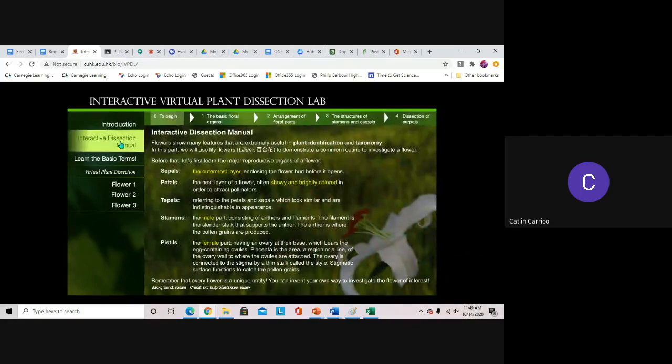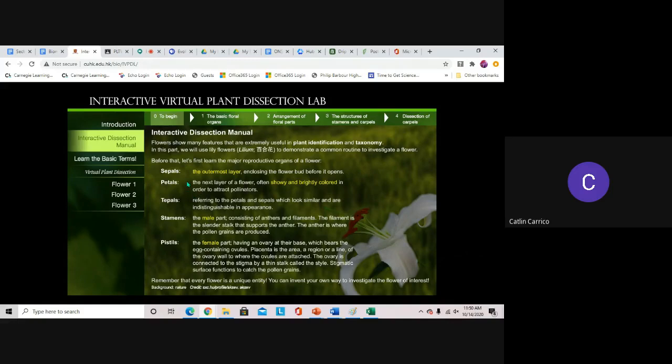For your dissection manual, it's important for you to know the different types of plant parts and what their functions are. Flowers have many features that are extremely useful in plant identification and taxonomy, so we can look at the color, the number of petals, what the reproductive organs are, and how many there are and where they are located. So we're able to use those in order to identify a plant. So before we do that, we need to first learn about the major reproductive organs of a flower.